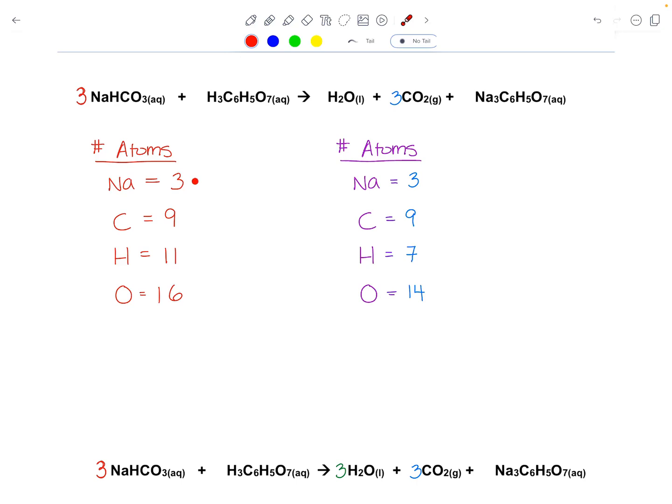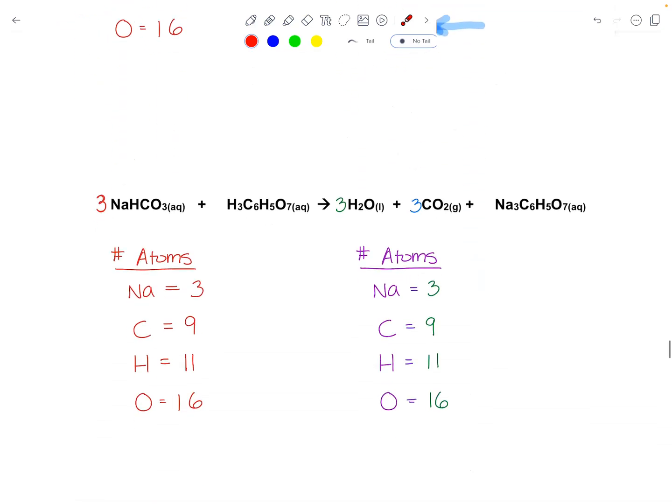We've got 3 sodiums, 9 carbons, 11 hydrogens, and 16 oxygens on the left. On the right, we have 3 sodiums, 9 carbons, 7 hydrogens, and 14 oxygens. So our sodiums and carbons are now balanced, but our hydrogens and oxygens on the right-hand side are now fewer than on the left-hand side. We'll need to add a coefficient to adjust these, and conveniently we have one compound in our reaction that contains both of those elements and none others.